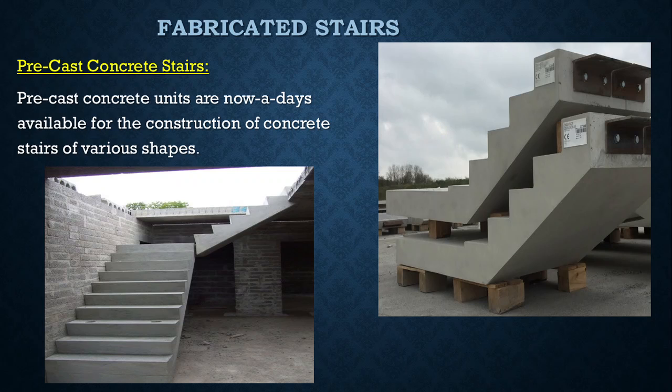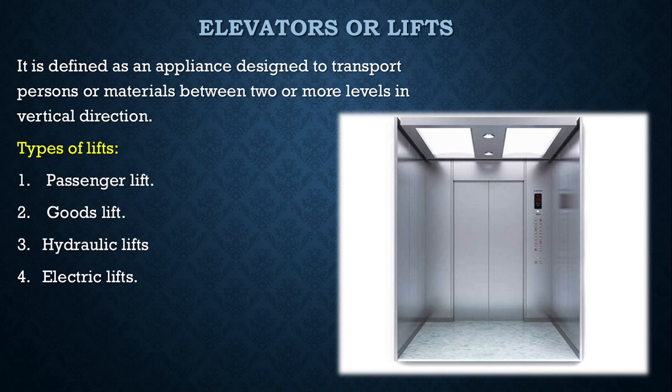Another form of fabricated stairs is precast concrete stairs. See, on the right of the picture, the stair is made in the factory. What you will do is bring it, import it to the site, and just fix it. That's it. Precast. So the time considered for constructing a stair will be considerably less. So these are some types of precast staircases.